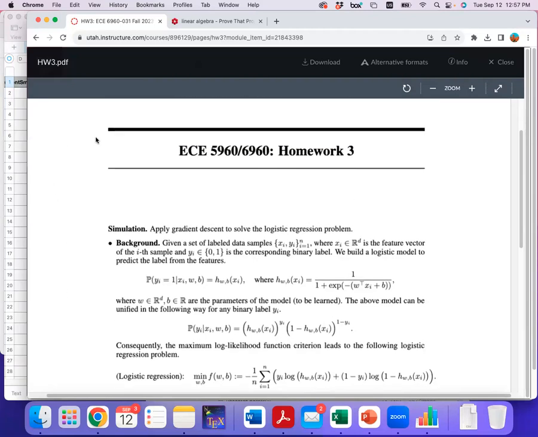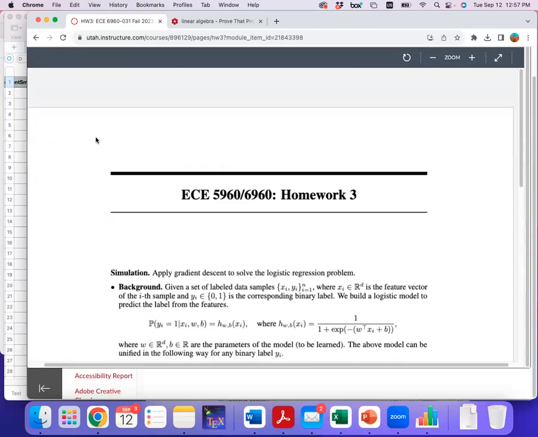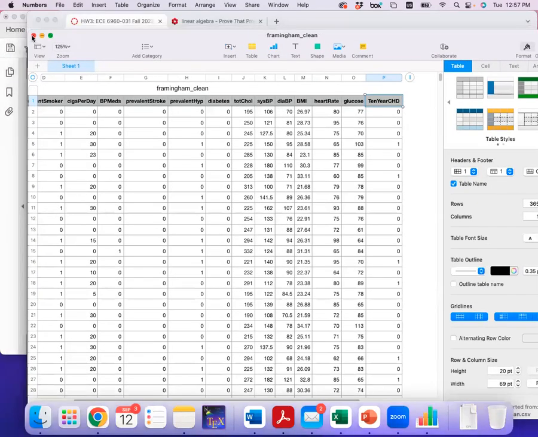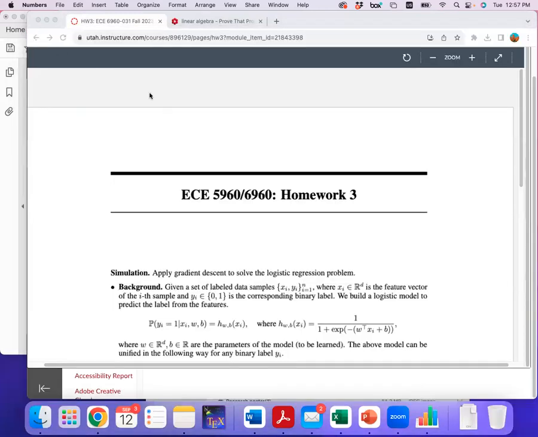So this is about homework 3. You should be able to finish it. And I will set a deadline sometime next week, maybe. Okay, any questions? This is homework 3.